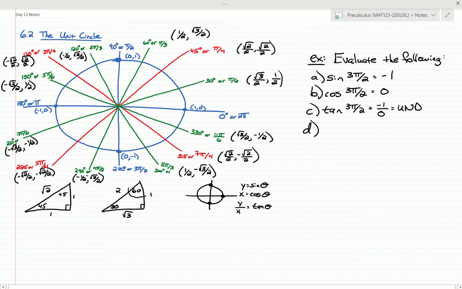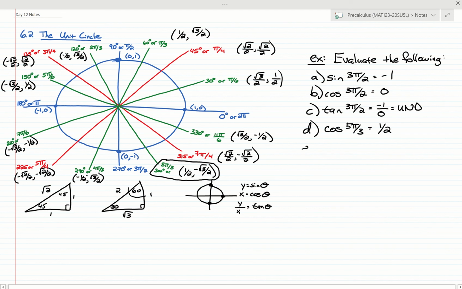What if I asked you to find the cosine of 5π/3? Now remember, π/3 is 60, so 5 times 60 would be 300, which is right here. What's the cosine there? The cosine's 1/2.